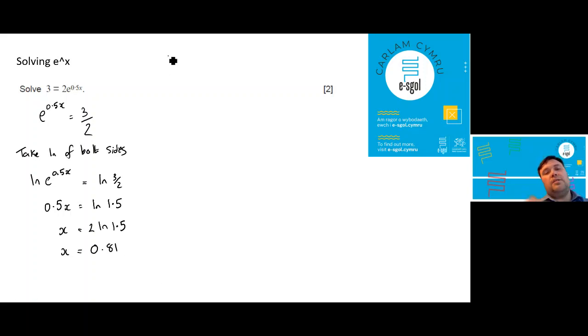0.81. Now, as Mr. Weatherhead and myself have said, throughout the whole series, these are online and will be on the Carlin Cymru website. So if you want to go back over something, you can, or if you want to pause the video and maybe have a go at doing one yourself, then that's fine as well.